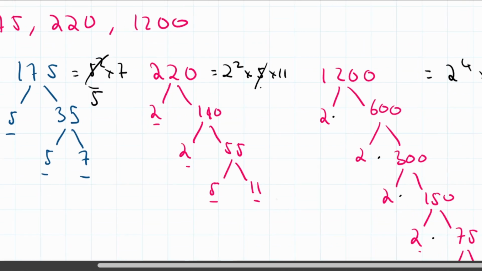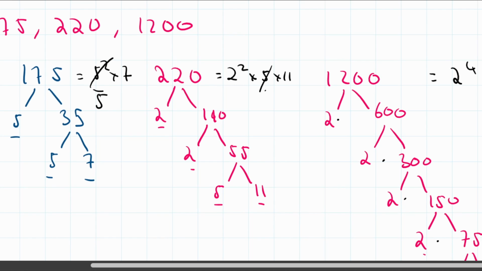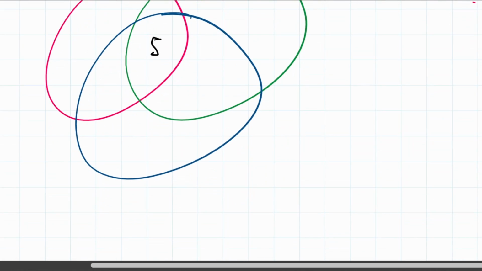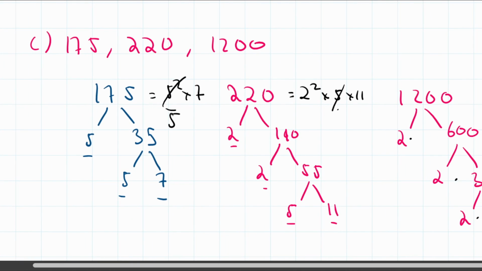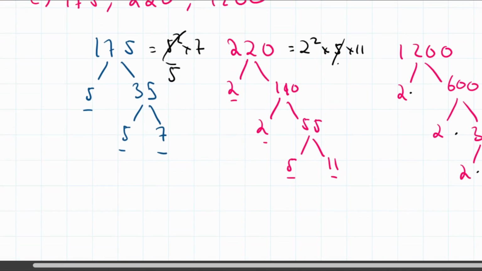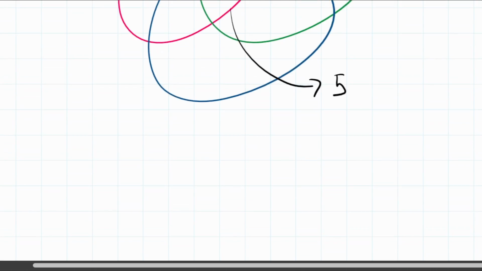And that's the only common factor to both of these. You can see 175 doesn't have any 2s in it. And so once again, our highest common factor is just going to be 5, okay? But like I said, depending on what's in the Venn diagram, you just multiply it together. That's what you do. Right, let's go through the least common multiple questions then.